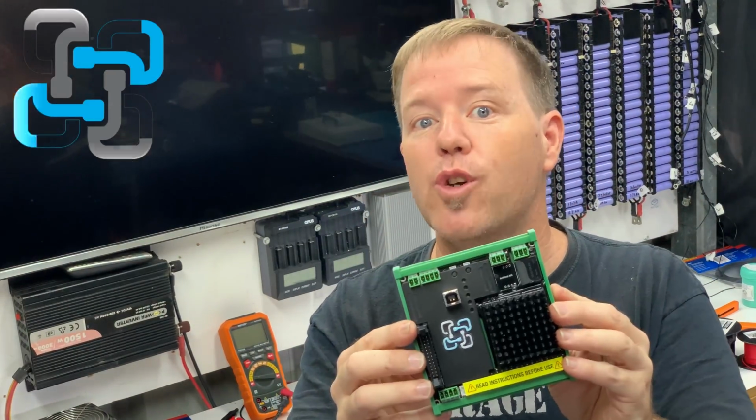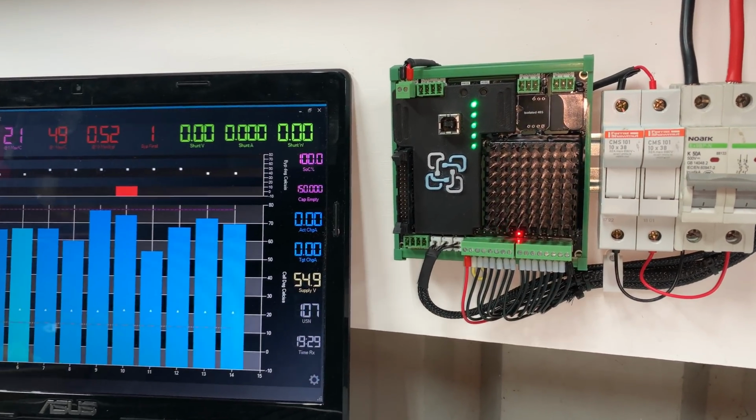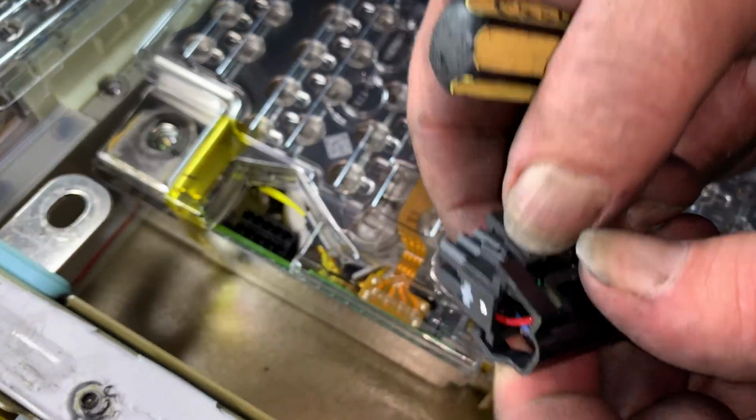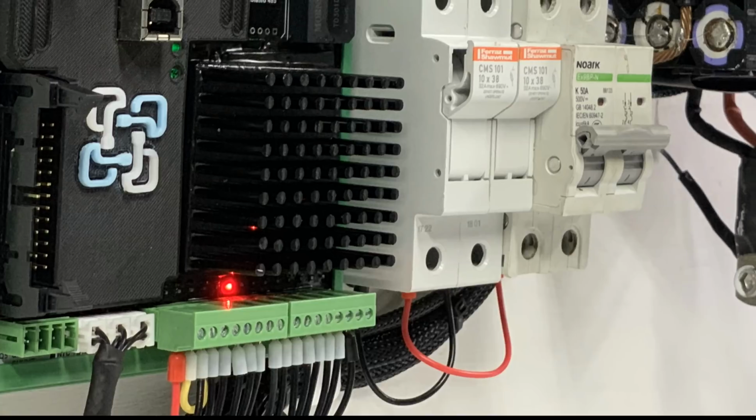and testing the all-new Watchmon 5 from Batrium. Watchmon Plus is designed for all modular battery packs and second life EV batteries coming onto the secondary market, such as Tesla modules or anything with an OEM shared balancing harness.